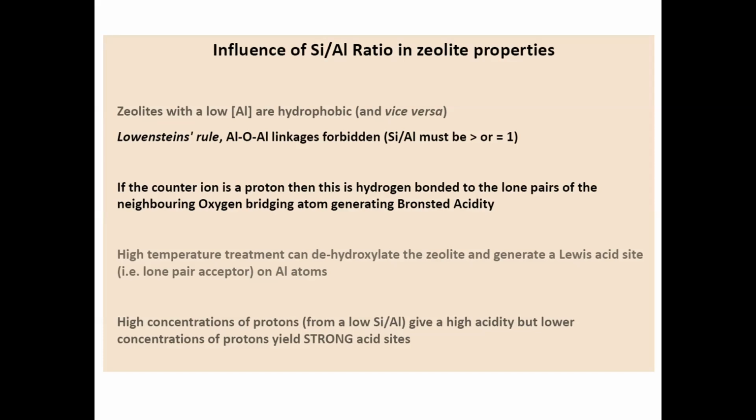So it has acidic sites, and the number of acidic sites depends on the aluminum content. Now, if you do high temperature treatment, you can dehydroxylate the zeolite and generate Lewis acid sites, which means that the OH minus ions or water can go away from these structures, and then we can have Lewis acid structures, which means that only the electron lone pairs are left.